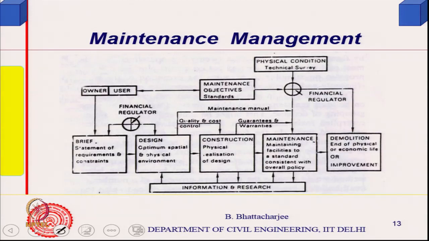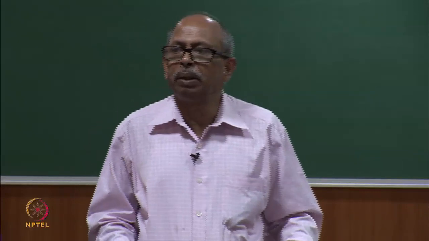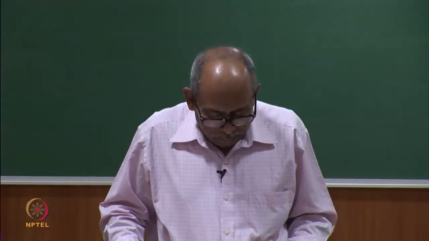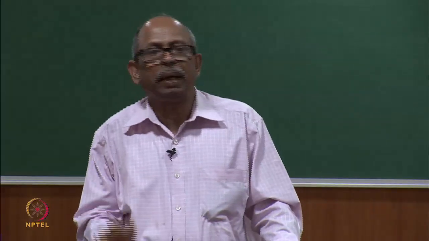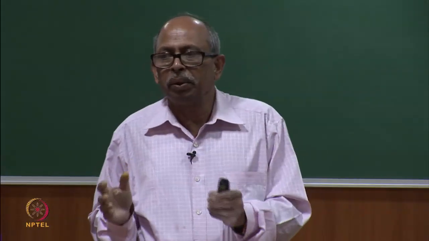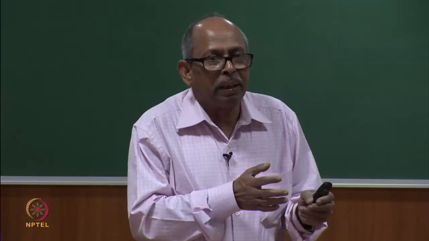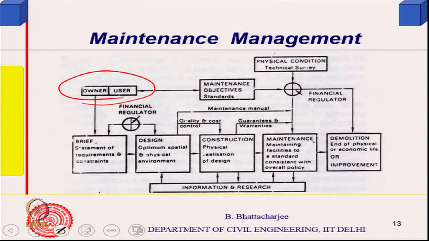If you can see this, actually how does it start? Building construction starts with the owner or user. The owner can be the user, or the user could be separate. It starts from there, they think that we should be having a building. Then they give a brief statement: why do I need a building? For example, an academic institution like IIT wants to construct a lecture theatre complex, right, or it wants to construct a hostel. So, that is basically the brief statement of purpose, requirement, right.